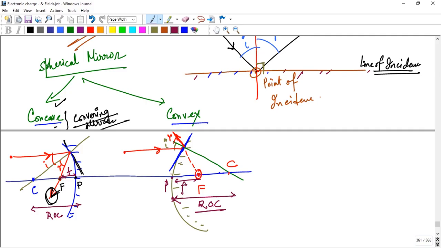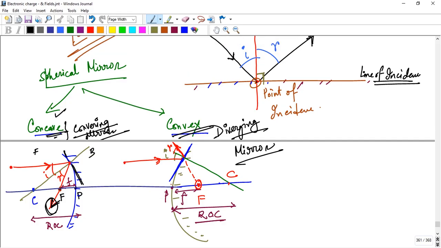Here you see that the reflected rays diverge, so they do not meet at a point. They diverge, and that's why this convex mirror is also called a diverging mirror, and the concave mirror is called a converging mirror.